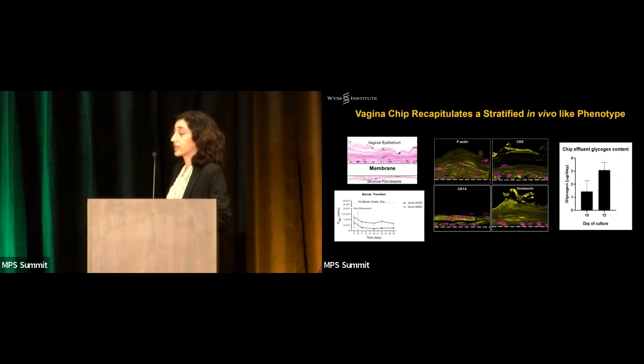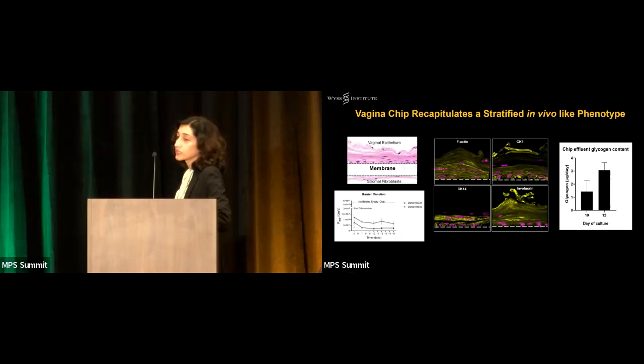We characterized the vagina chip, and it shows characteristics of a stratified, in vivo-like phenotype. As you see here in the cross-section of the chip, we see a stratified epithelium that has the basal layer, and it also showed a well-maintained barrier functionality throughout the 15 days of culture, as we show here for 2 different donors that we tried. The epithelium also shows main markers of the vaginal epithelium, including CK5, CK14, and involucrin.